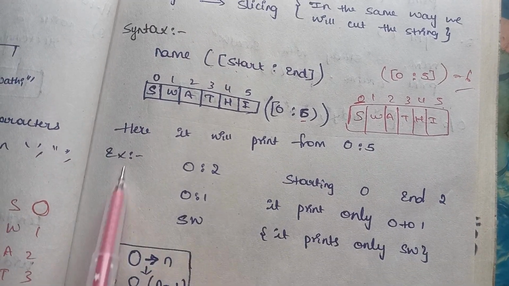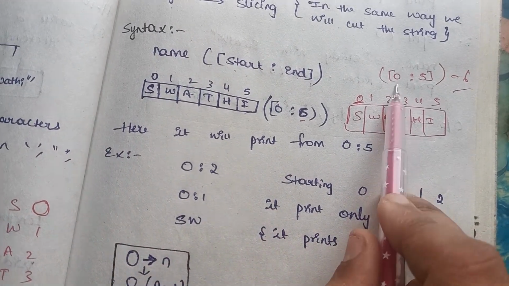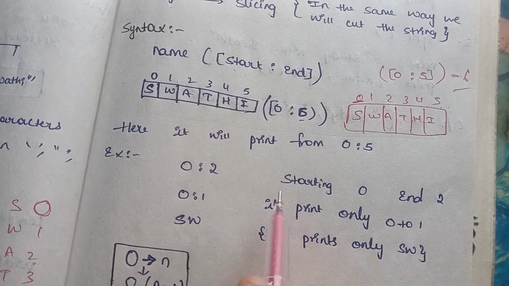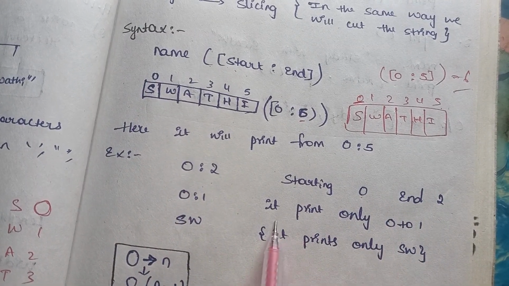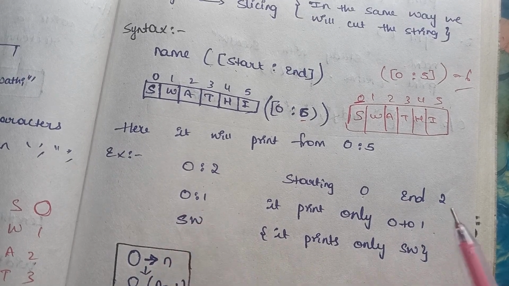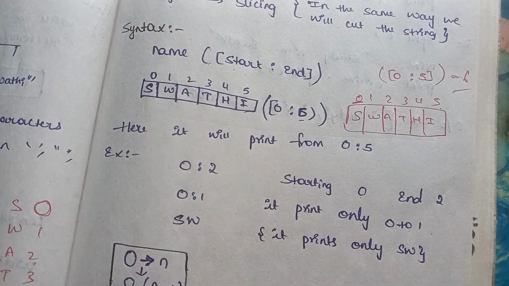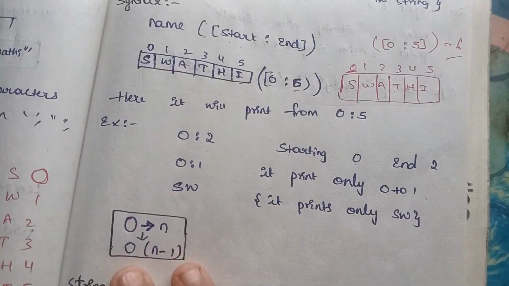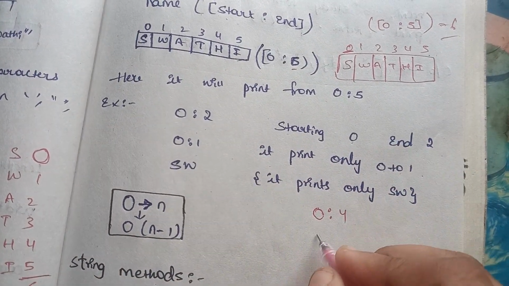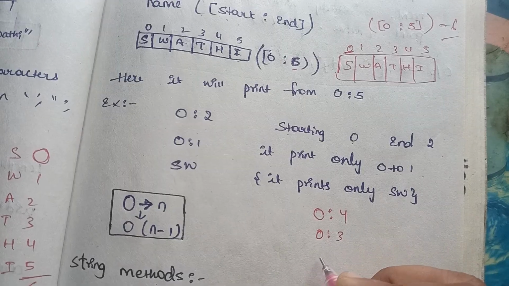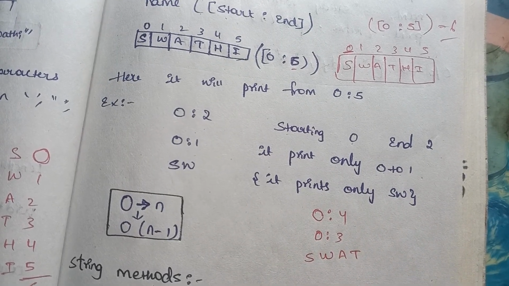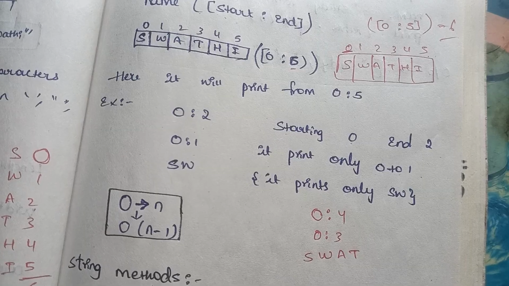Next, it will print from 0 to 5. For example, 0 to 2, where the start is 0 and the end is 2, prints only 0 to 1. So what are the letters for 0 to 1? SW. If you want, we can take another example. I want to print till 4, so 0 to 4. Till where will it print? Till 3. How many letters will we get? SWAT, till T. This is how we use this syntax.